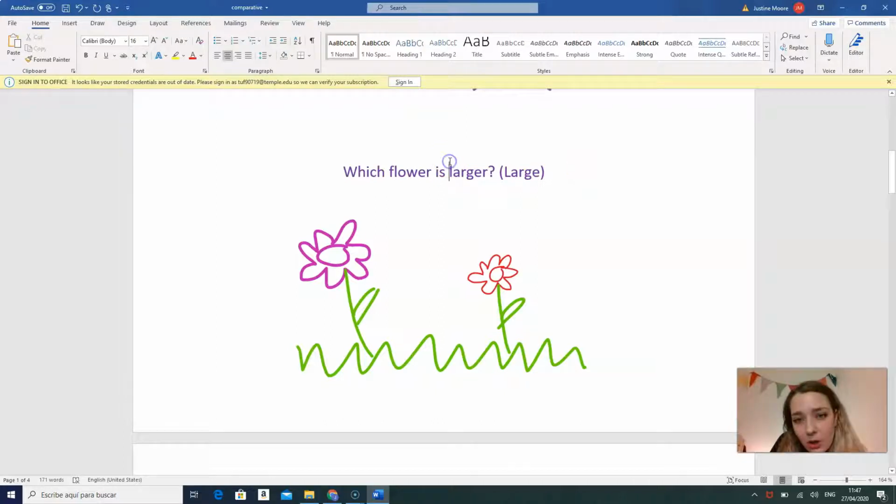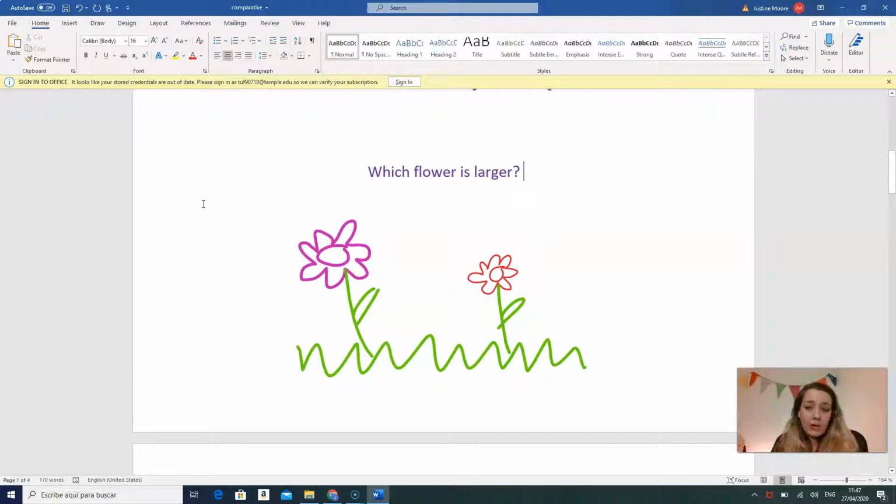Now, one thing to note, because large already ends with E, we just add the R. Do you see? We don't do two E's. When it ends in E already, you just add the R. We don't want two E's. So, which flower is larger? Now let's answer the question. Which flower is larger? The red flower or the purple flower?